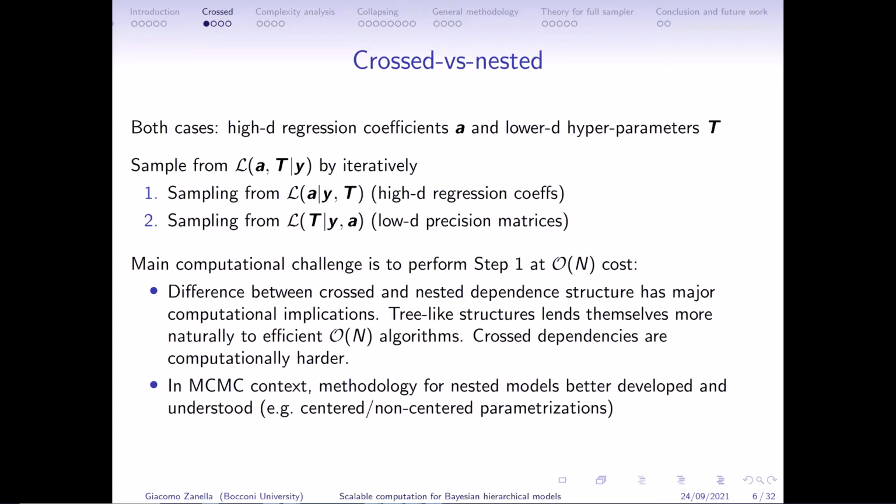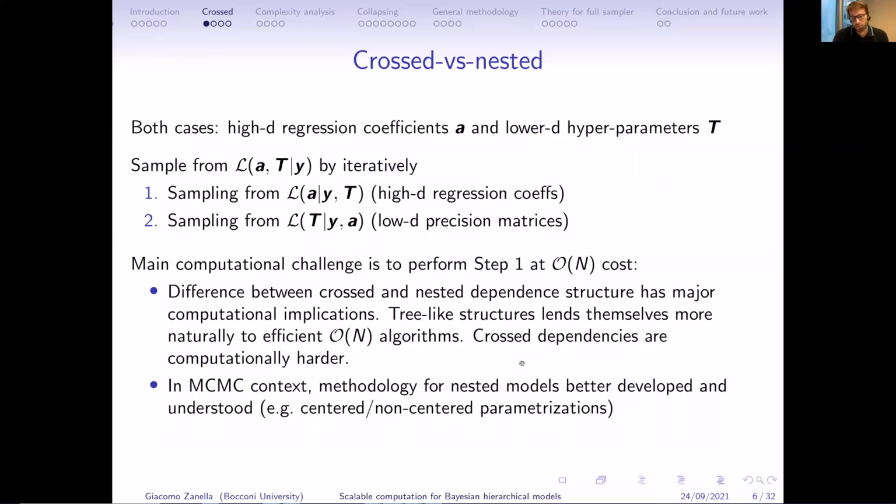So when you have a nested structure, this can help you a lot. There are various algorithms which are able to exploit the tree-like structure for computational purposes. We'll discuss a bit more later, while cross dependencies are computationally harder because of the presence of loops, for the fact that it's more difficult to partition data points, and so on.